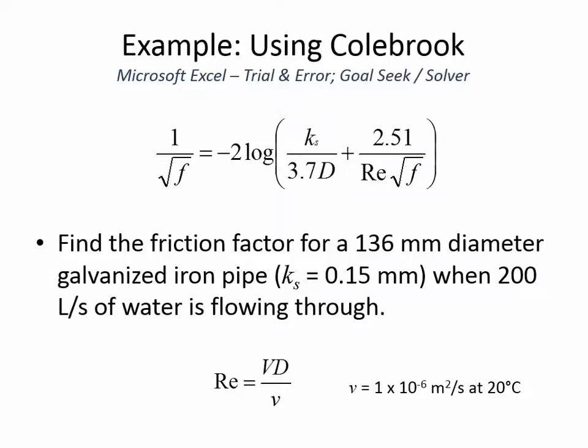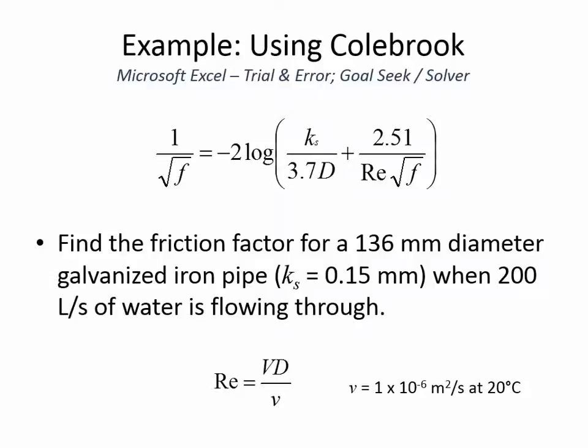Okay, so we have diameter equal to 0.136 meters. K sub S is 0.15 millimeters. The area of the pipe, based on that diameter, is pi d squared divided by 4. The cross-sectional area is 0.01453 meters squared.